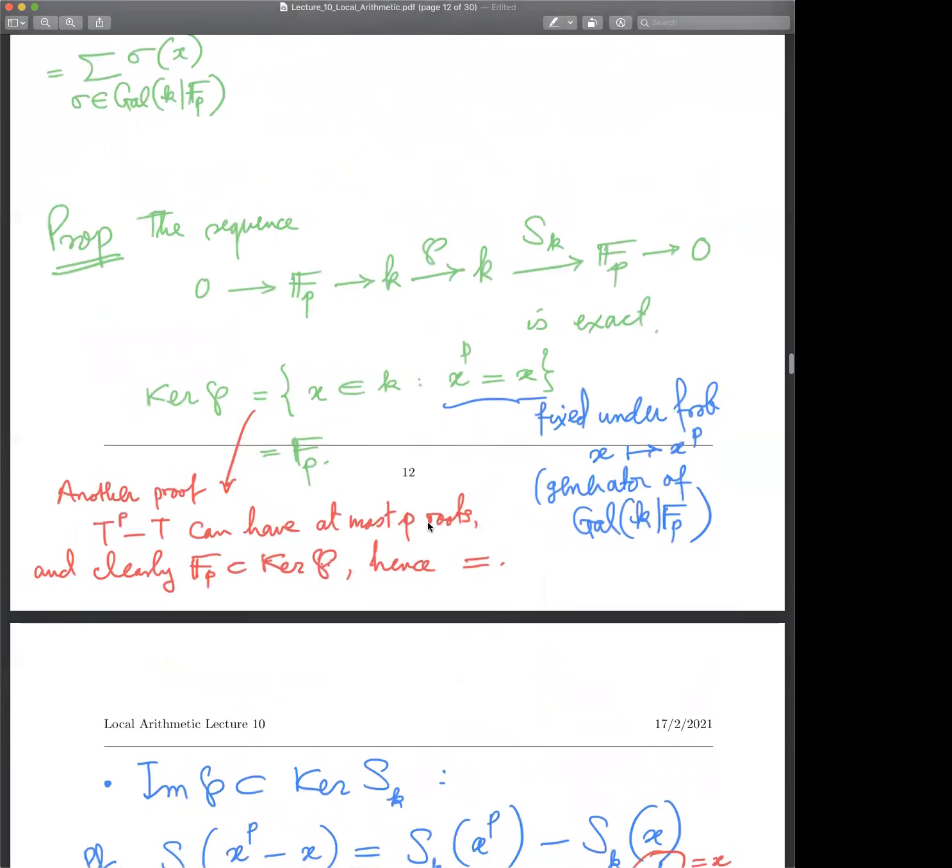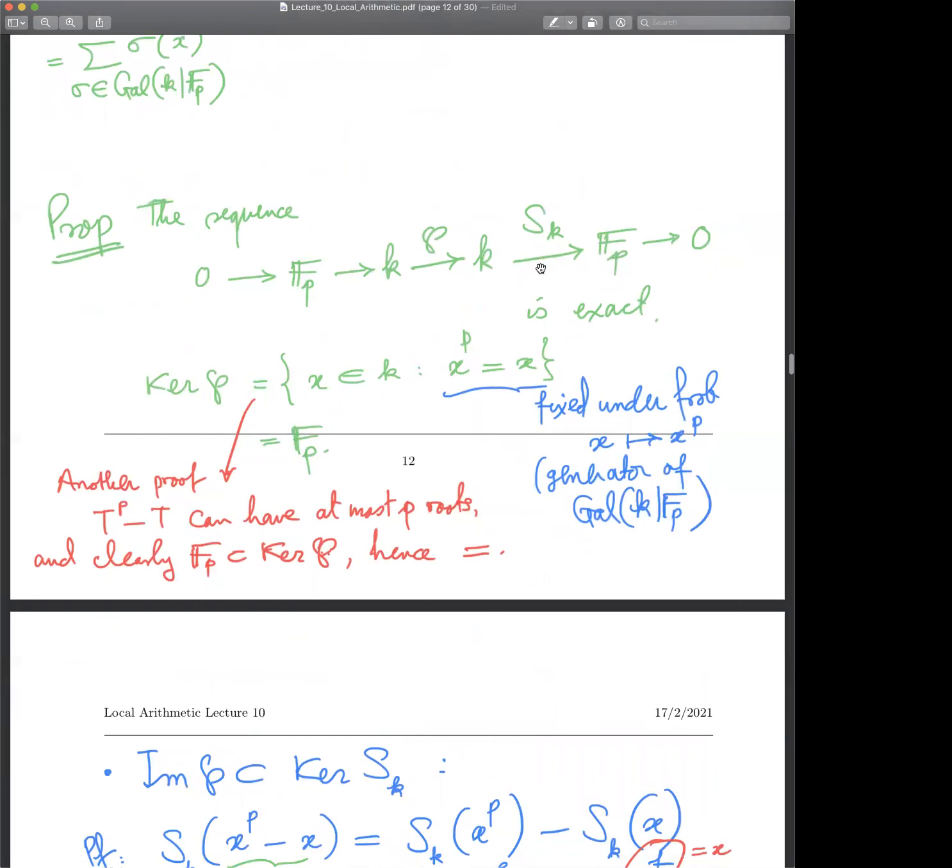And next I'll need the fact. So this is the map I have defined, S_k. I claim that it is surjective. That's only the first claim. The second claim is that the kernel of S_k is the image of this little p. This p can be thought of as a map from k to k as well, right? It takes x to x to the power p minus x. So it's a map from this little k to itself. And the kernel of this p is F_p.